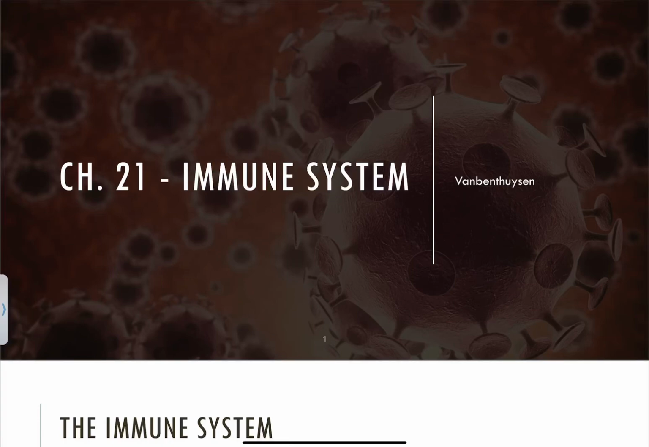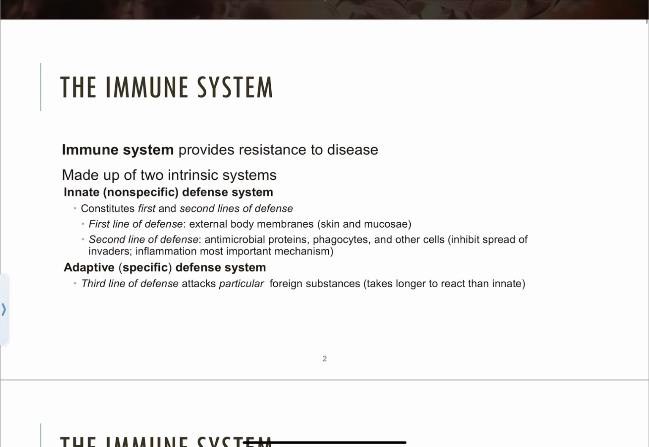Okay, so this is the first mini lecture for chapter 21, where we're going to cover the immune system. The whole function of this system is really to help provide resistance to disease, meaning we're trying to help fight off different microbes that our body's constantly being exposed to. We have two major systems: our innate defense system and our adaptive defense system.